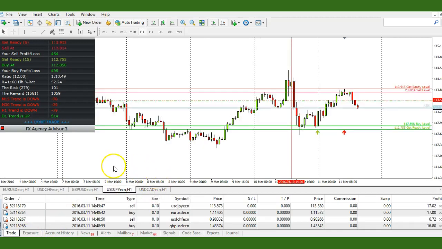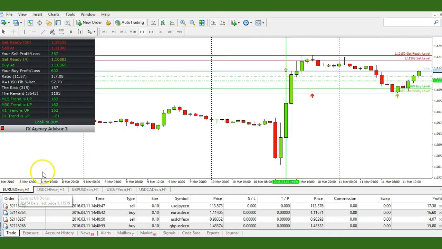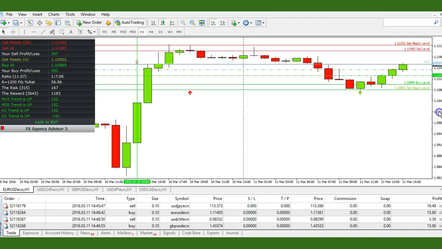Okay guys, I'm back, and so far so good. The indicator has printed some great trade signals. Let's start from the beginning. Euro USD. Here's the buy area. Let me just make this a little bigger so you can see what I'm talking about. There is the buy signal.